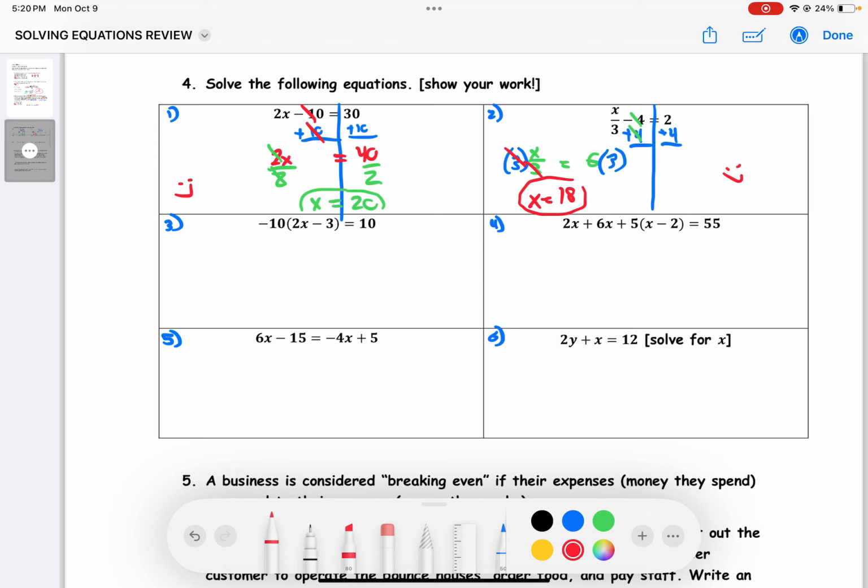So my first question is, can we distribute? And in this case, we can distribute, right? We can distribute the negative 10 amongst all the terms inside the parentheses, right? So negative 10 times 2x would be negative 20x. And negative 10 times negative 3, do not forget about that negative sign, is going to be a positive 30, because a negative times a negative is a positive.